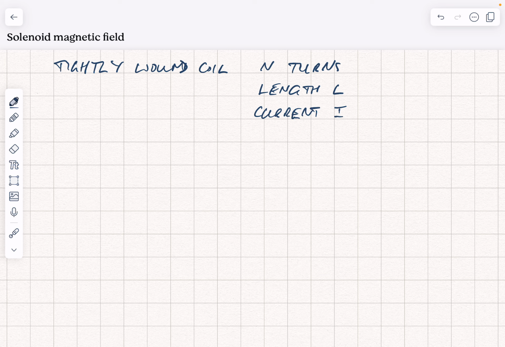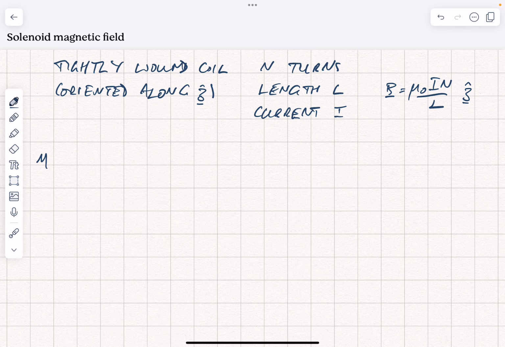And of course, if you think back to some of your elementary electromagnetism, you'll remember that the magnetic field is B equals mu naught I N over L in the z direction, and we assume that this is oriented along the z-axis. That's the field inside the solenoid, assuming it's a very long solenoid and you're a long way from the ends.